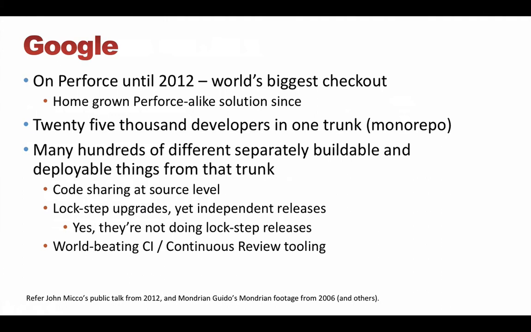And it's important to point out that just because they're doing lockstep upgrades doesn't mean they're doing lockstep releases. People often think the two go hand in hand, but that's not true. So each application or service in Google would go into production on its own cadence. The only thing we know for sure is when it does go into production, whatever that cadence is, it's going with the latest of everything. Google also have world-beating continuous integration and continuous review tooling. So all of their DevOps accomplishments in this place have allowed them to move to a place where, versus the worst company, they're two orders of magnitude more productive.